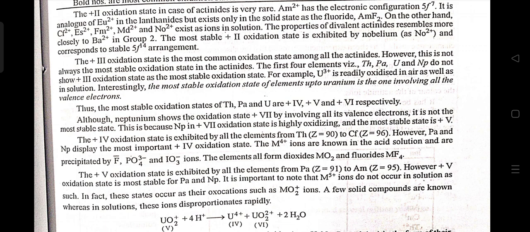The +5 oxidation state is exhibited by all the elements from protactinium to americium. However, the +5 oxidation state is the most stable for neptunium and protactinium. It is important to note that the M5+ ions do not occur in solution as such. In fact, these states occur as oxocations such as MO2+ ions. A few solid compounds are known, whereas in solutions these ions disproportionate rapidly.